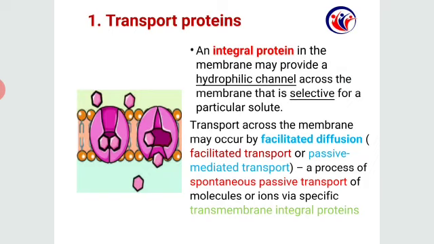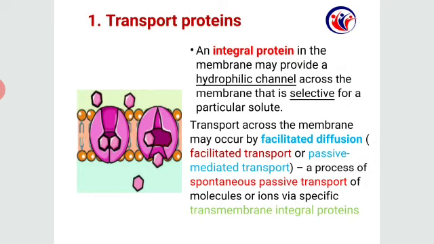So the process is spontaneous. We are saying a process of spontaneous passive transport of molecules or ions via specific transmembrane integral proteins. In that way, minus those proteins, these molecules won't be able to cross into the cell, and then the cell will cease to be the basic unit of life. You will not be able to provide the nutrients, the fuel, the material required for the cell to perform its function. Okay, so I hope the point of transport, the membrane proteins as transport proteins, is well understood.